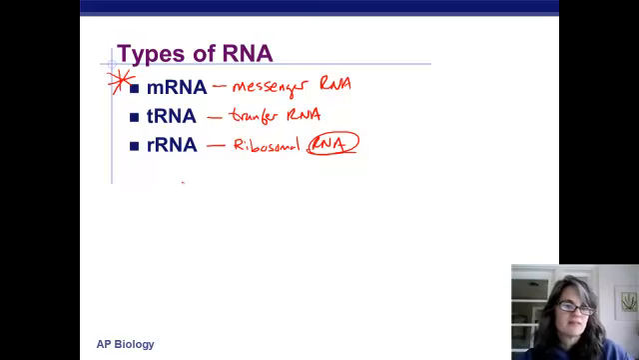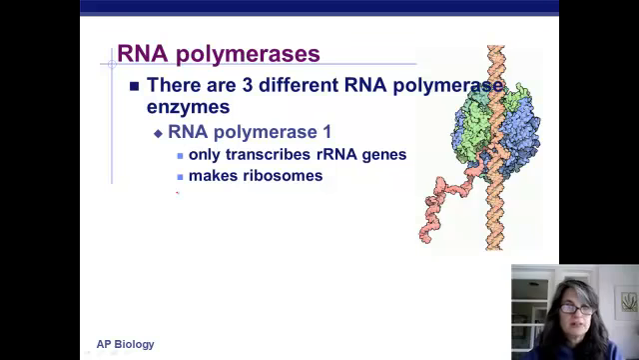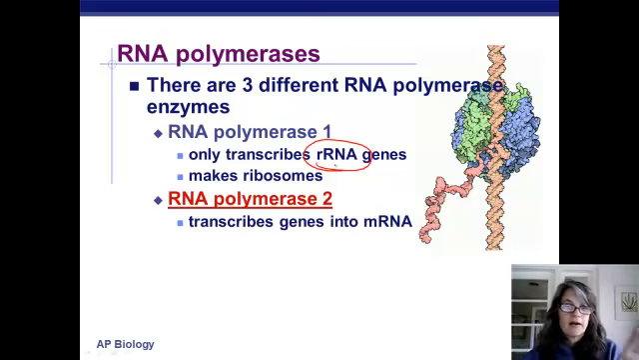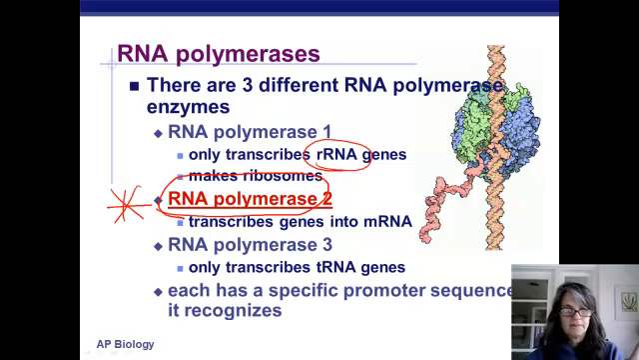There's also other kinds of RNA that we'll talk about later. Now, because there are several types of RNA, there are several types of enzymes that create it. RNA polymerase 1 makes rRNA, okay? RNA polymerase 2 is the one we're going to talk about, and that transcribes mRNA. RNA polymerase 3 makes tRNA. We don't really need to know more than just RNA polymerase makes RNA, okay?